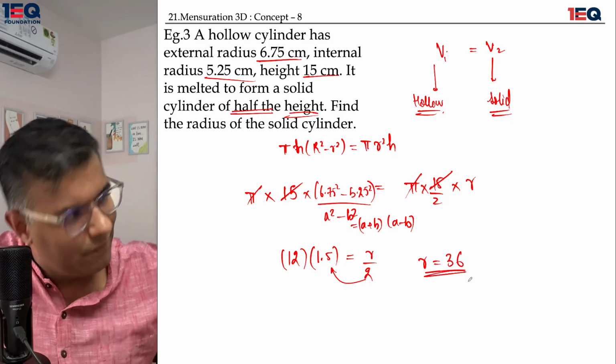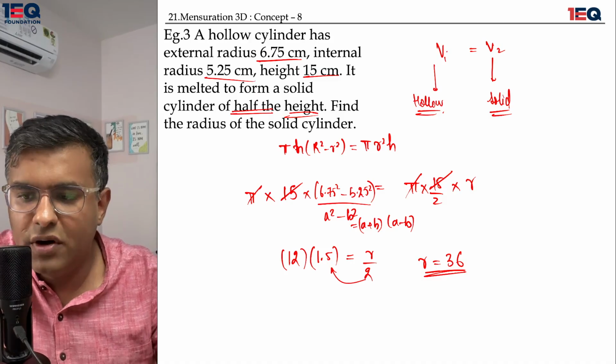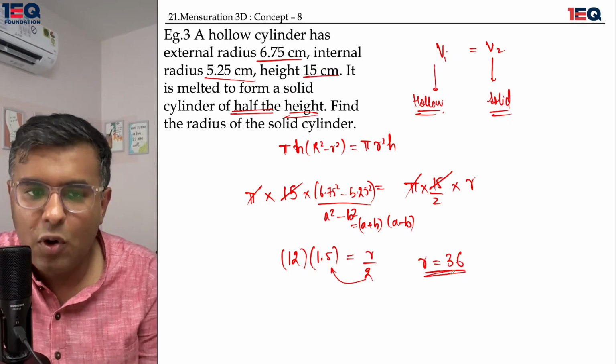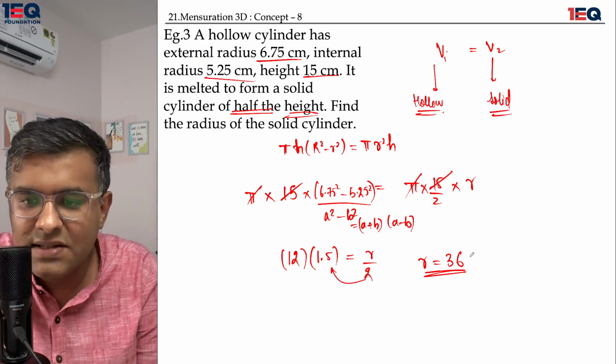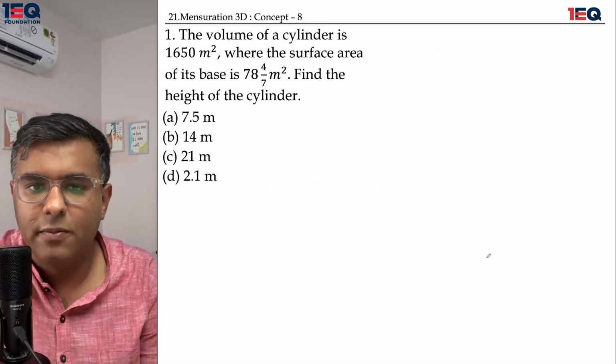Good enough? So the value of small r, or the radius of the solid cylinder, is going to be 36, what? 36 centimeters. Right? Okay, let's move ahead.